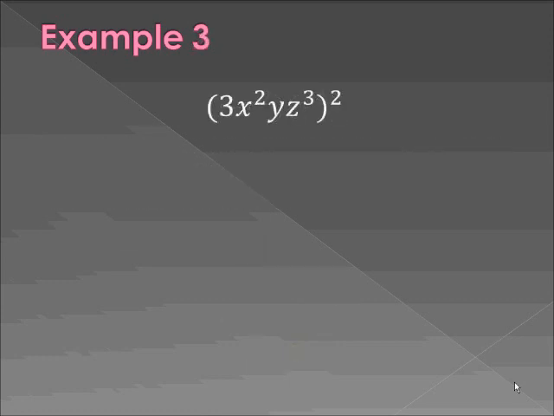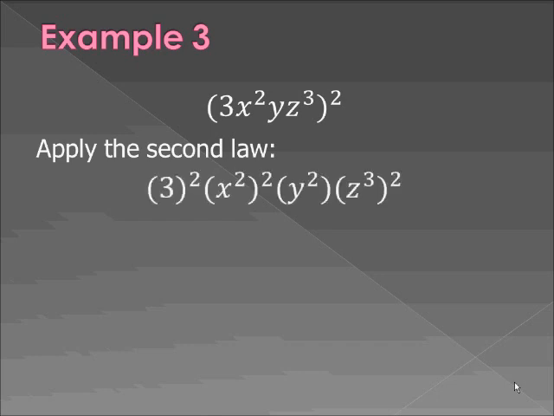Example 3. 3x squared yz cubed, all squared. So you're going to apply the second law. You can distribute the exponents. So it's the same as 3 squared, x squared squared, y squared times z cubed squared.